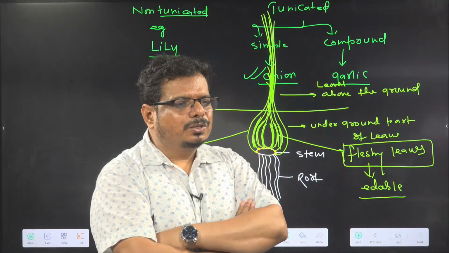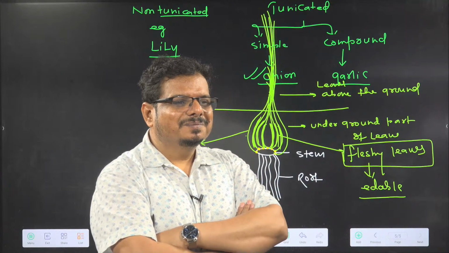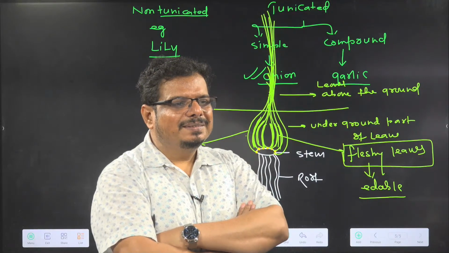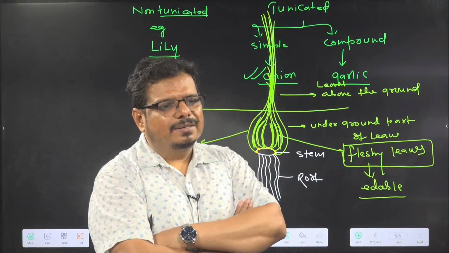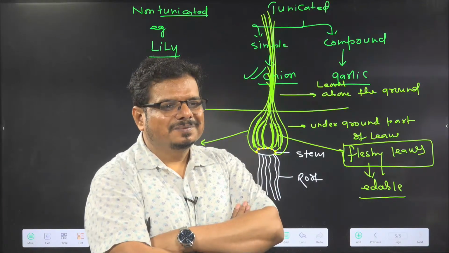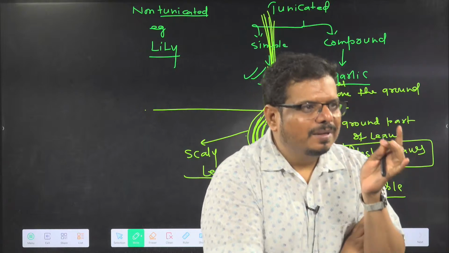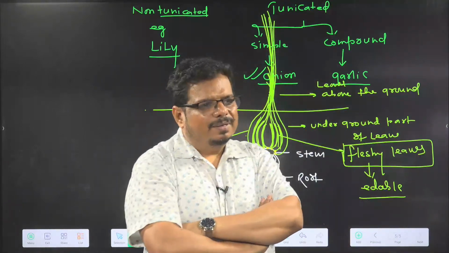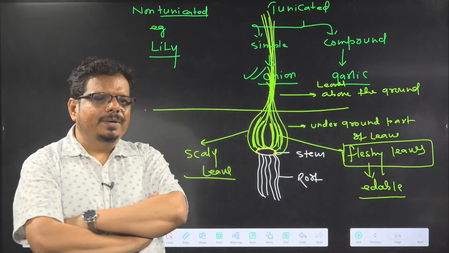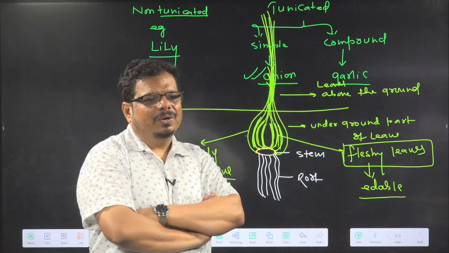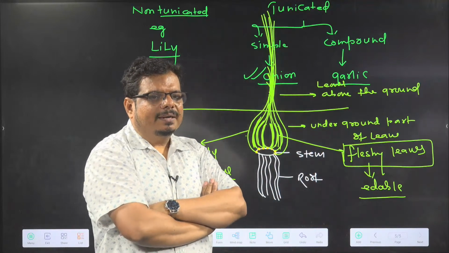So an examiner can ask a question: which modification of underground stem doesn't store food? What will the answer be? Bulb. Understanding the idea or not? And which modifications store food? Tuber, corm, rhizome store food, but bulb doesn't store food in which part? Stem. In bulb, food is stored in which part? Leaves. Did that picture come or not? Understanding came? So now about onion, I hope you got better clarity.